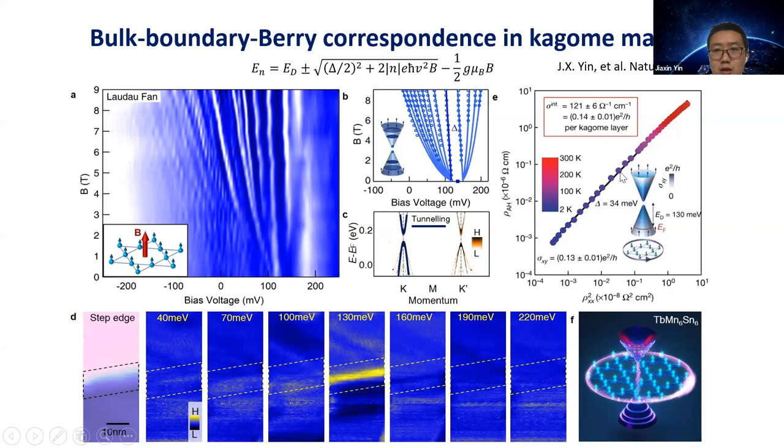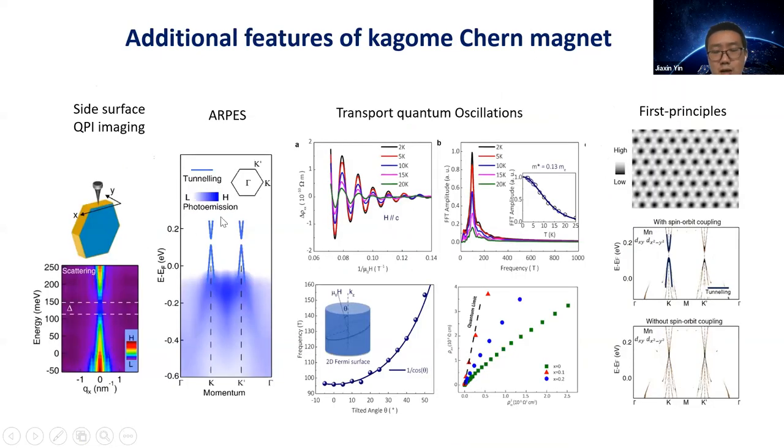Our transport collaborators also systematically measured the temperature scaling of the bulk anomalous Hall conductivity, and then derived the intrinsic Berry curvature contribution to be 0.14. So it's very close to our STM-derived value. The bulk characterization, boundary characterization, and the Berry curvature connection together provide evidence for the existence of the Chern quantum phase in this material. We also have other complementary supporting evidence.